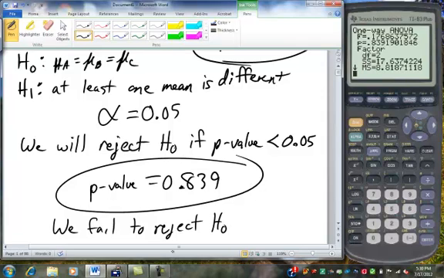That doesn't mean that we have proven that the means are the same. We've just failed to gather enough evidence to show that they're different. That right there is the ANOVA test in a nutshell.